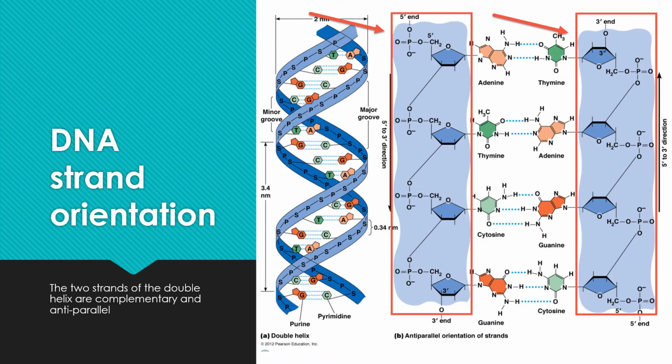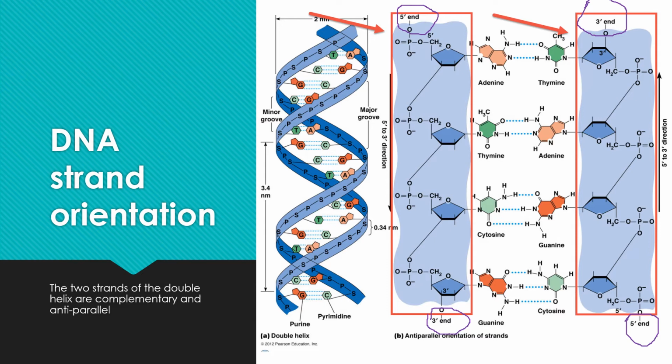Okay, we have the DNA strand orientation. This is another very important thing. Why? Because one strand goes from the 5' end to the 3' end, and the other strand starts with the 3' end and finishes with the 5' end. What that means is very simple.